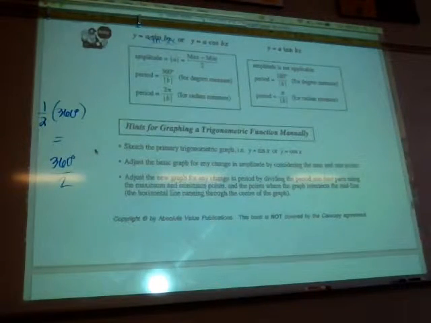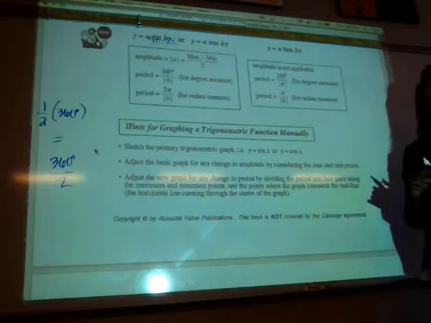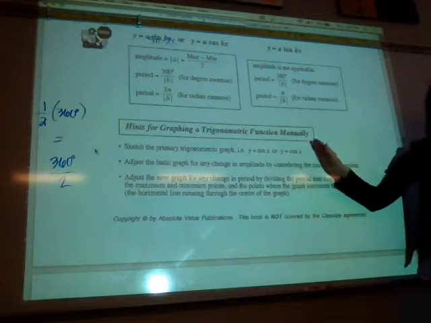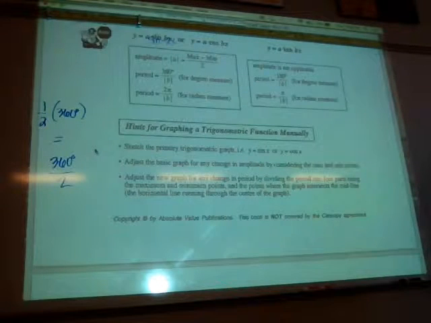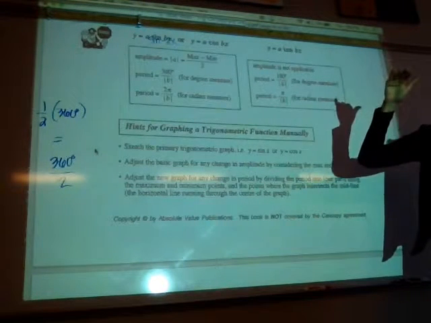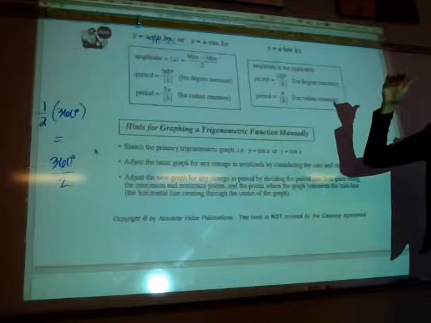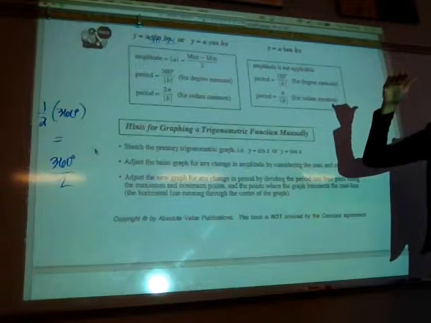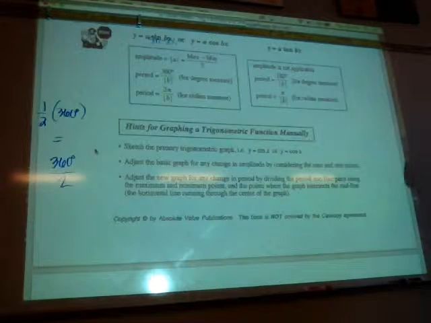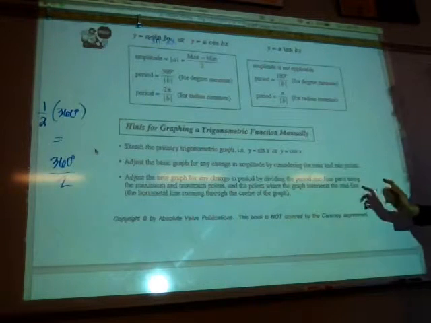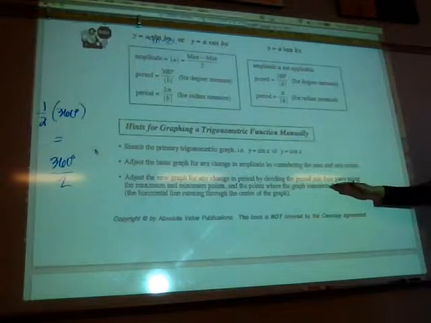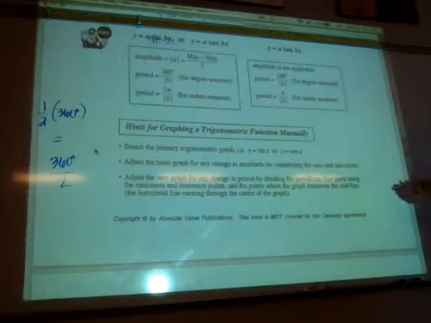There are a few important hints. Maybe we'll just read through them. When you're graphing a trig function manually, first you want to draw the basic graph, for example sine or cosine. Then adjust the basic graph for any change in the amplitude. So if there's a vertical stretch, instead of it being at 1, if it's a stretch factor of 4, where's the maximum now? 4. Okay, so 1 times 4 is 4. And then you also want to adjust the new graph for any changes in the period by dividing that period into 4 parts using the maximum and the minimum points as well as your x and y intercepts.